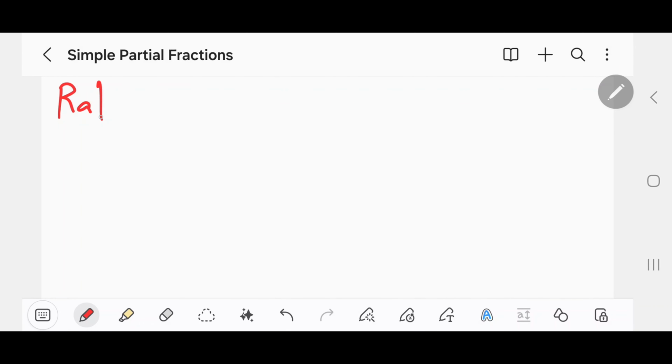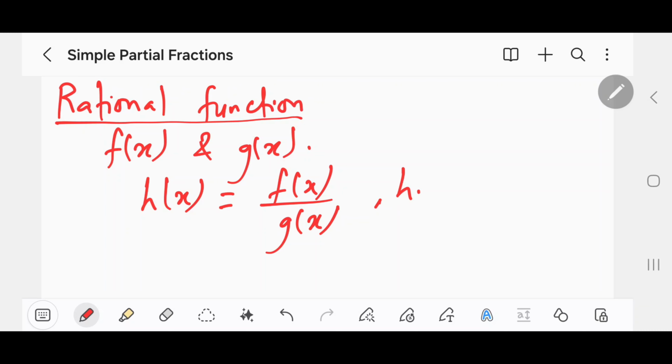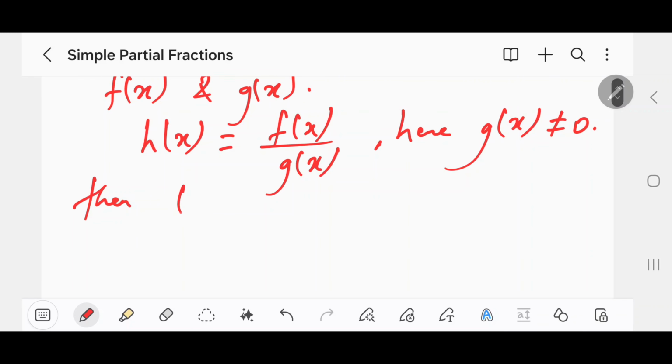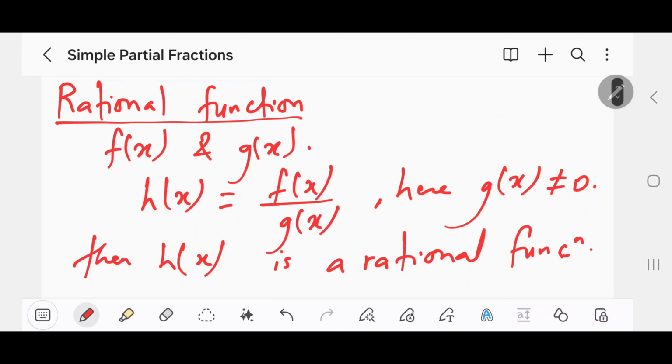Let's define rational function. So we have two polynomials f(x) and g(x). If we get a function h(x) by dividing f(x) by g(x), here g(x) cannot be 0, then h(x) is a rational function. So this is one terminology, rational function.